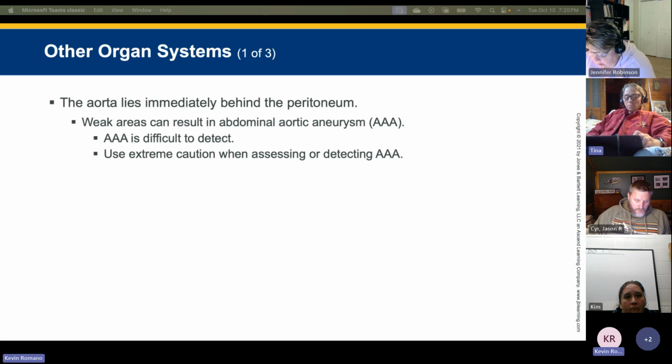I know it happens in car accidents, aortic dissections, and things like that. But there's different types of aneurysms. There's a type 1 through type 4. We're not going to get into detail with those here, not in this class. If you take the advanced class, you'll go more in detail on those and more anatomy.